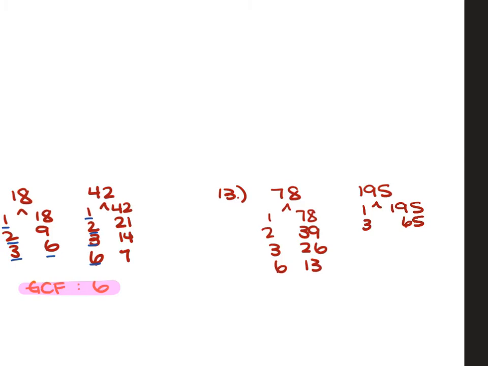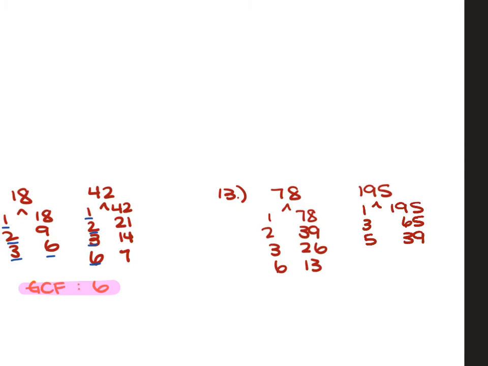195 and 5 is 5 and 39. 6 does not go into it evenly because it's not divisible by 2. If we add the 1 and the 9, that's 10, plus 5 is 15. 9 does not go into 15 evenly, so 9 does not go into it.